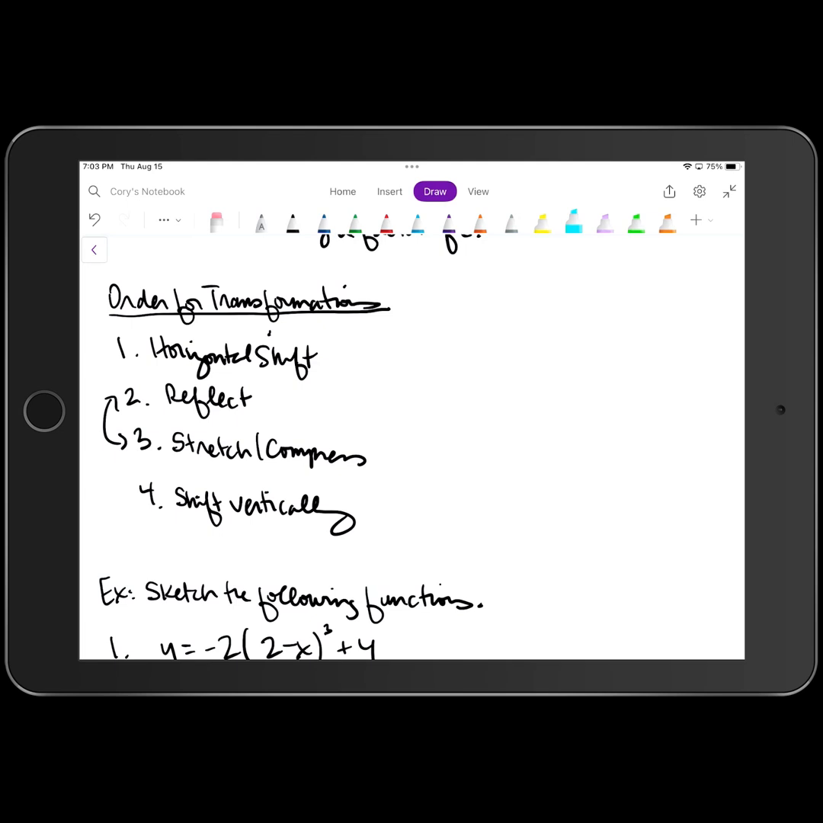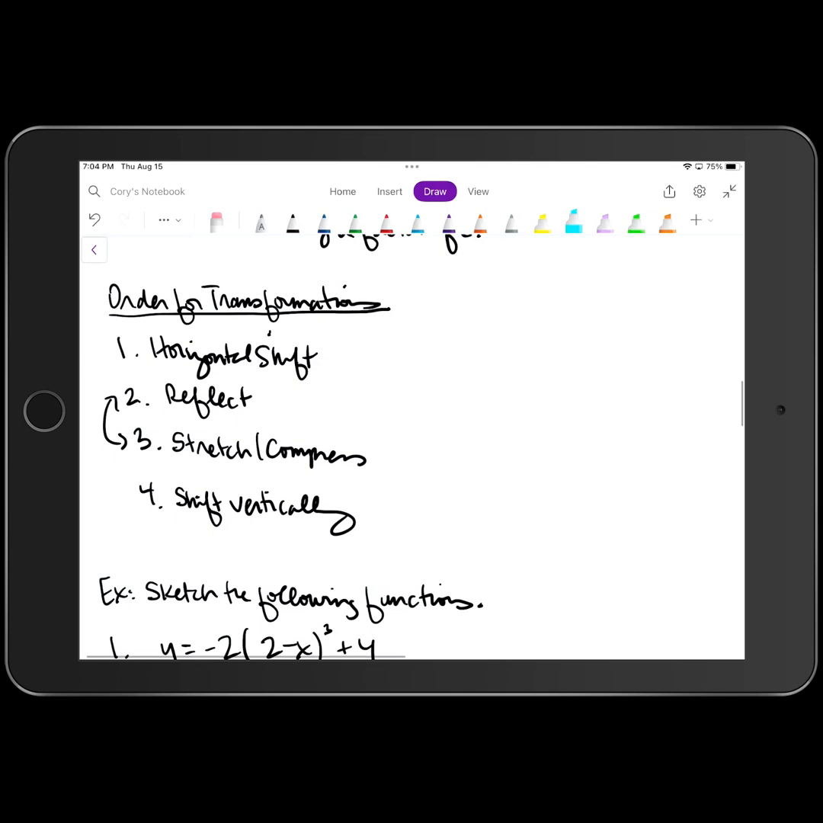And the step that we perform last, if our graph has a vertical shift, we vertically shift that graph last. Okay, steps 2 and 3, where we reflect or stretch or compress, does not matter which order you do steps 2 and 3 in. Me personally, when I work these out, I like stretching horizontally first, shifting horizontally first, shifting vertically last, and then whether I stretch or compress or reflect is dependent on what I am doing from inside of my function out.